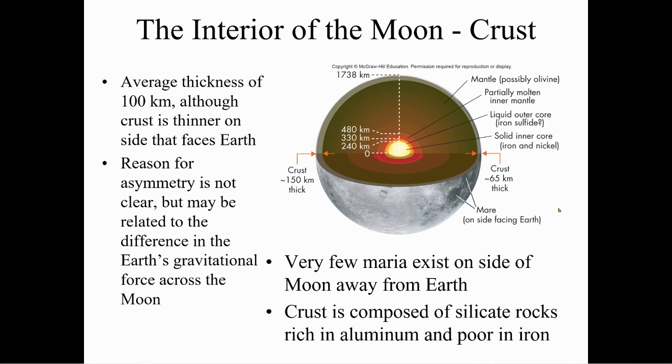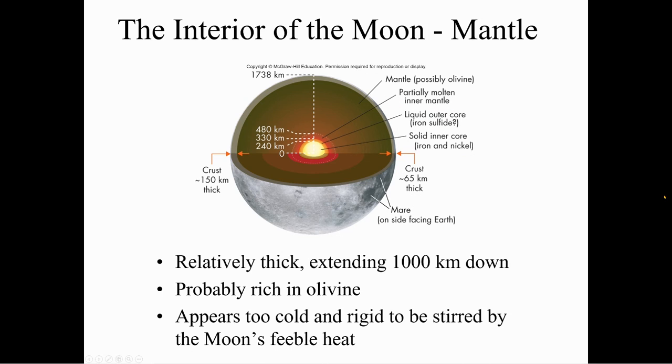Very few Maria exist on the side of the moon away from the Earth. The crust is composed of silicate rock rich in aluminum and poor in iron, and we know this from the rocks that we brought home from the moon. The mantle of the moon is relatively thick, extending 1,000 kilometers down, and is probably rich in olivine. If you took a geology class, you'd know what olivine is. It's a really pretty green mineral.